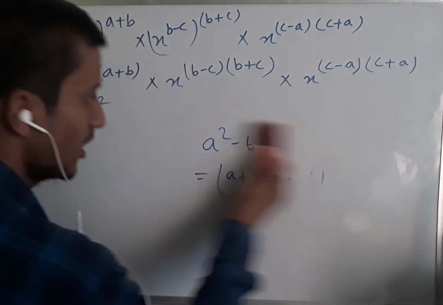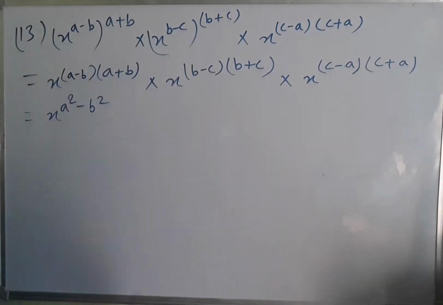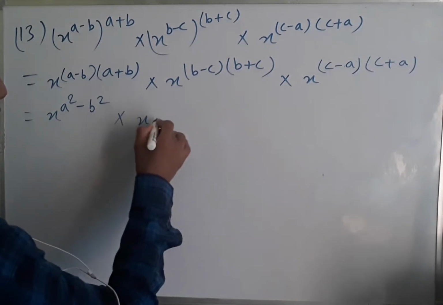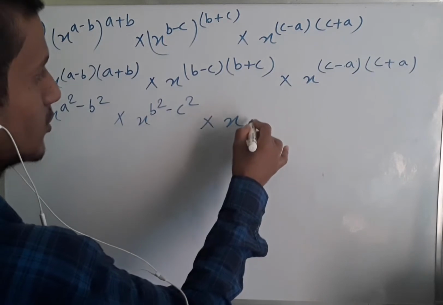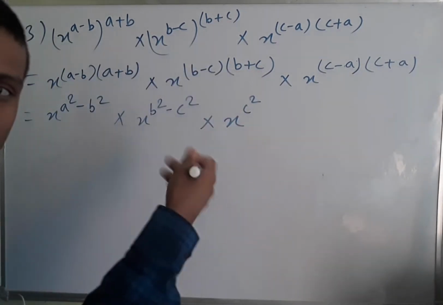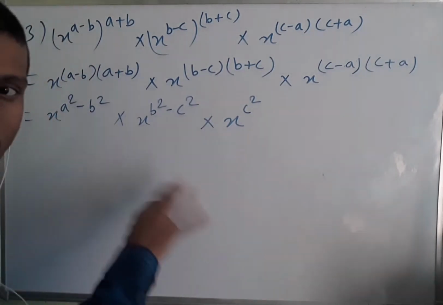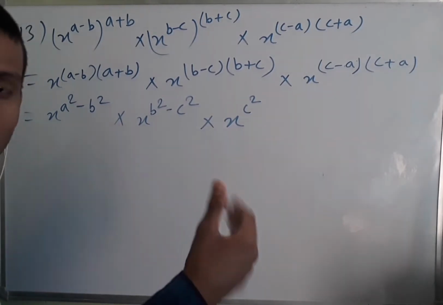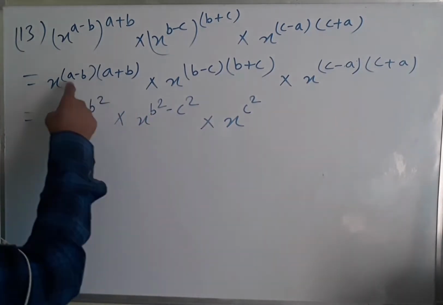If you are a beginner and have followed my videos from the beginning, times this would be x to the power b squared minus c squared, times x to the power c squared. Even if you're not getting these things, it's fine, you can skip this part, or even the whole video, if you're too much of a beginner. Upcoming videos will be more beginner friendly, in which I'll explain these formulas.